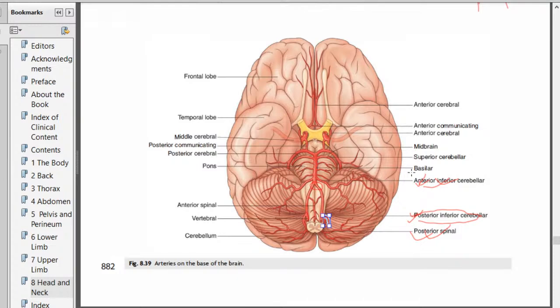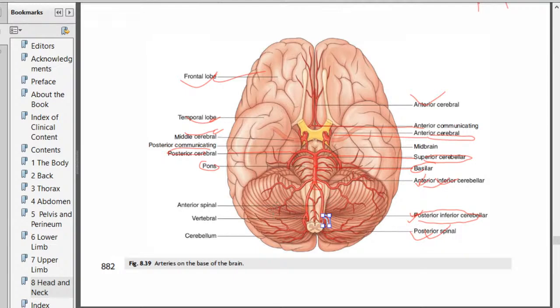This one is the basilar artery. This is the pons varolii in between. This is the posterior cerebral artery. This is the superior cerebral artery. This is the posterior cerebral artery. This is the superior cerebral artery. This is the midbrain. This one is the anterior communicating artery. This is the anterior cerebral artery, middle cerebral artery, temporal lobe, frontal lobe.